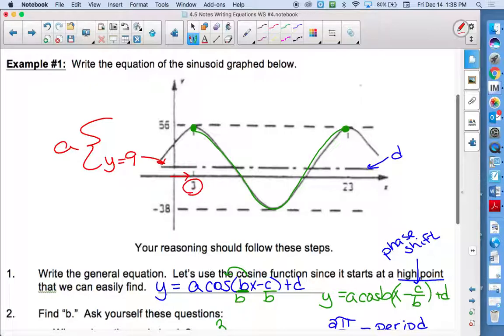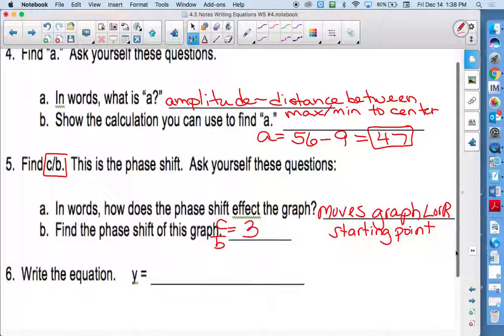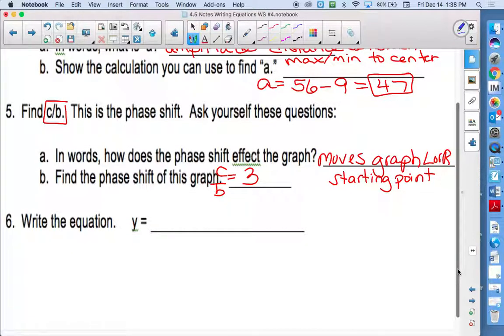Well, this graph is shifting to 3. So our phase shift is 3. That's C over B. It's not C and it's not B. It's that whole C over B value. So when you have that number, you can then just directly plug it into your equation. We're not actually going to find the value of C by itself. So it saves us a little extra step. So then the last part says write the equation.